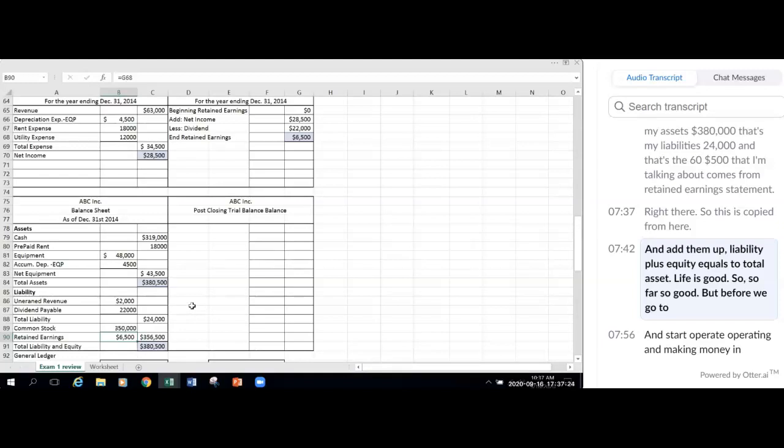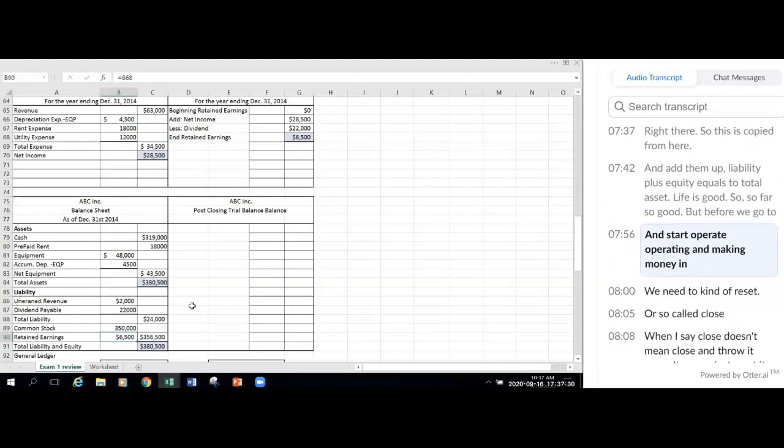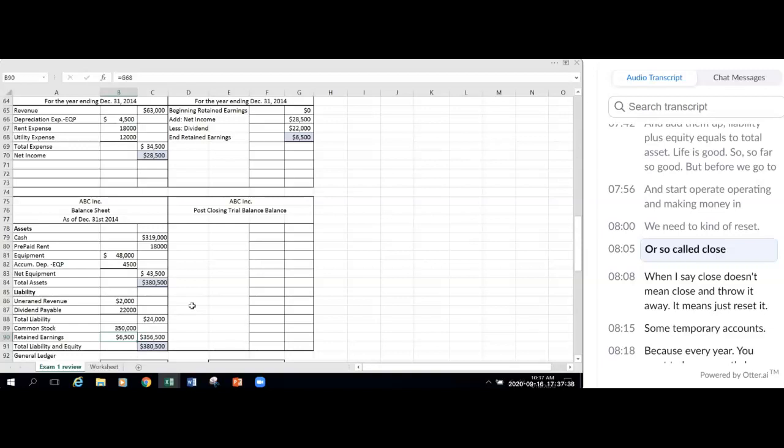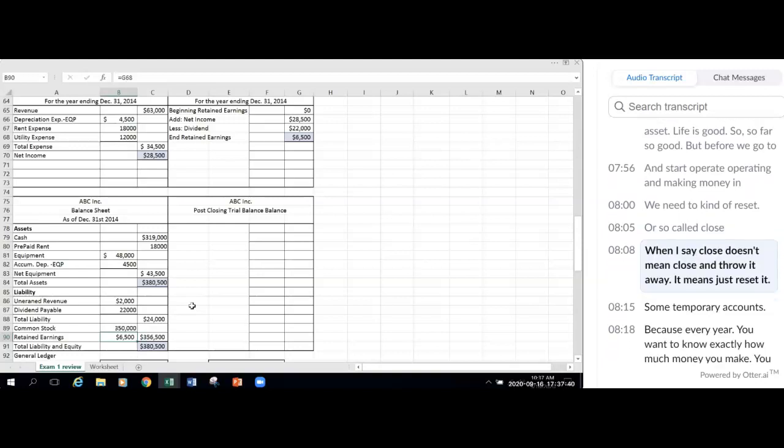But before we go to 2015 and start operating and making money in 2015, we need to reset or so-called close. When I say close, it doesn't mean close and throw it away. It means just reset it.